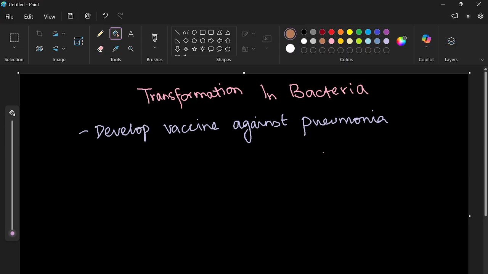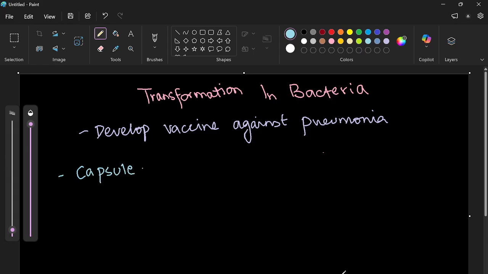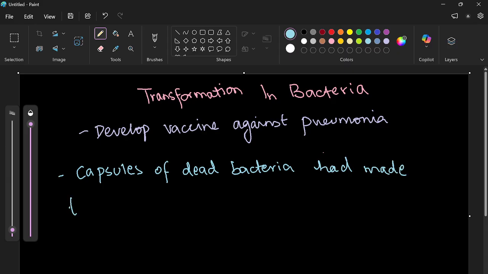So basically, what happened is that the capsule of dead bacteria had made the live bacteria encapsulated. So basically, in simple words, this is the basic principle of transformation.